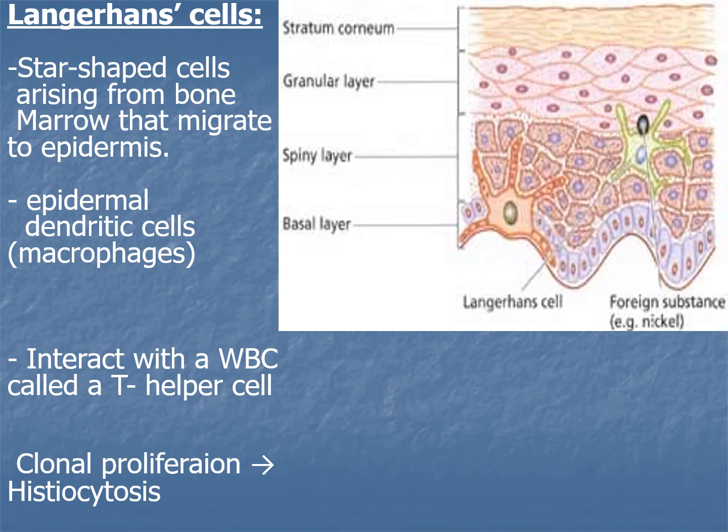Langerhans cells are the first line immunity cells in the epidermis and all the mucosae, because they encounter every invader first of all before it enters the body. These are star-shaped cells which arise from bone marrow, and through blood vessels they migrate to the epidermis, and with their epidermal dendritic processes they can also transform into macrophages and interact with WBC, which are helper T cells. Whenever there is their abnormal proliferation, it is called histiocytosis.